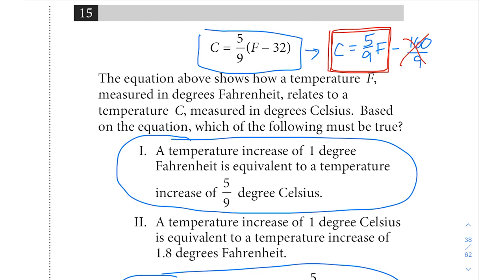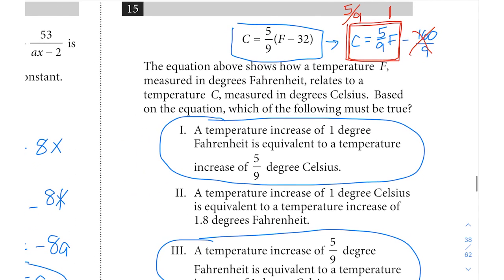Think of it as if your coefficient is acting as your slope, because this is really just different variables expressing the same type of concept as y equals mx plus b. That slope is going to tell you how one value impacts the other value. And here, whenever you plug in a 1 for Fahrenheit, because you're multiplying it times 5/9, you would get 5/9 as your change for Celsius.